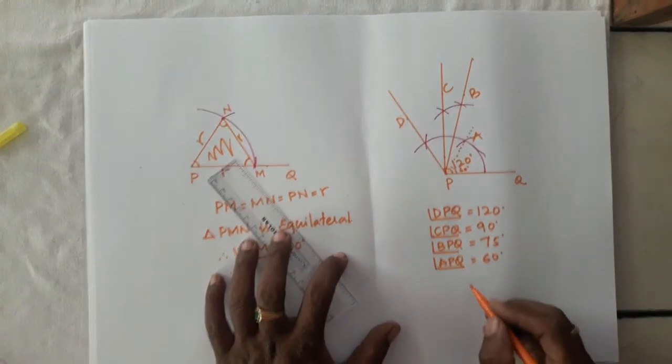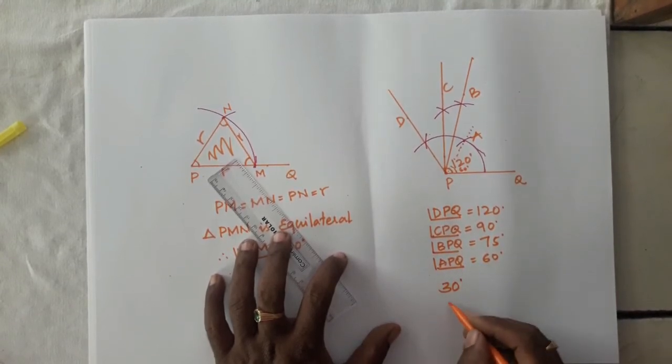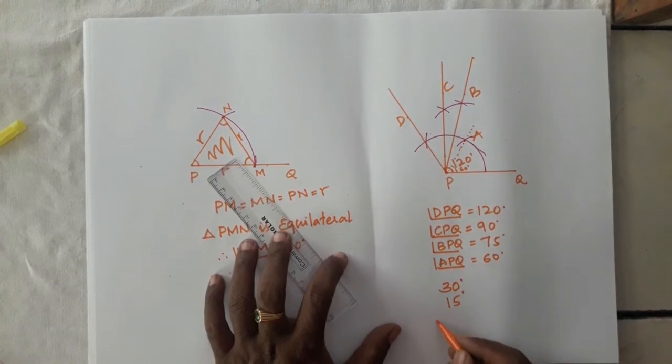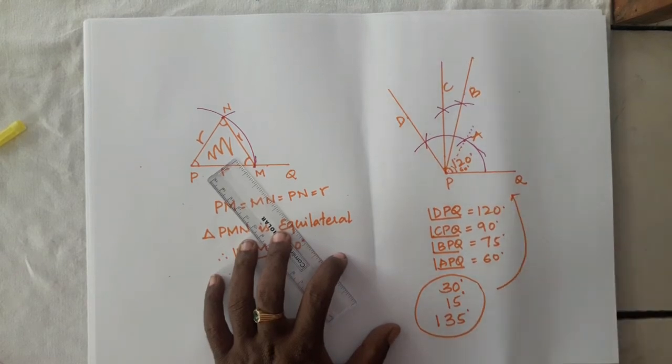Now, a task for you: construct an angle which measures 30 degrees, an angle which measures 15 degrees, and also an angle which measures 135 degrees using this method.